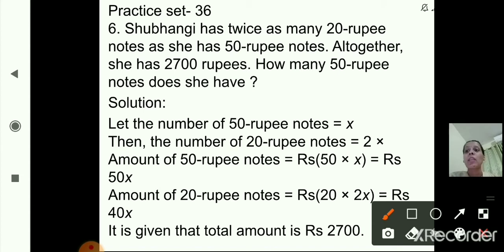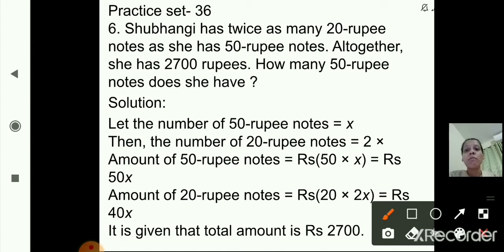The amount of 50 rupees notes is equal to 50 multiplied by the number of 50 rupees notes, that is x. So 50x. And the amount of 20 rupees notes is equal to the number of 20 rupees notes multiplied by 20, that is 20 multiplied by 2x. 20 twos are 40, multiplied by x, that is 40x. Now it is given that the total amount is 2700 rupees. So we have to find out how many 50 rupees notes she has.